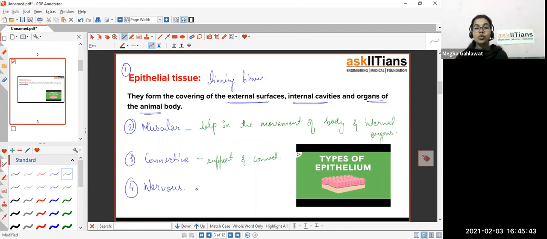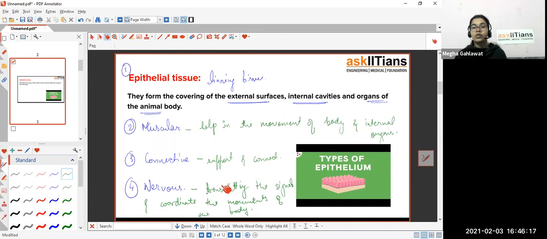And then we have the nervous tissue. So the nervous tissues are the ones which basically help in transmitting the signals and coordinate the body movements, the movements of the body, right?